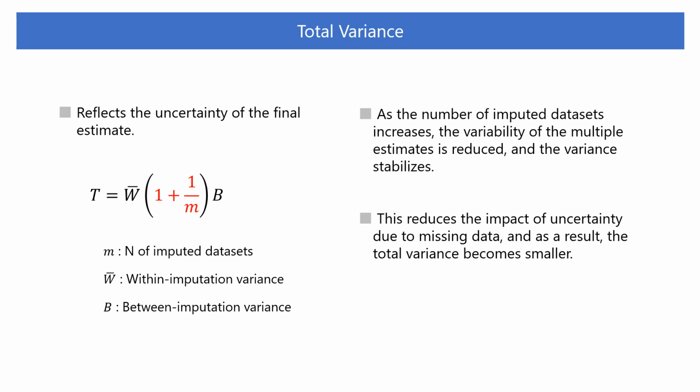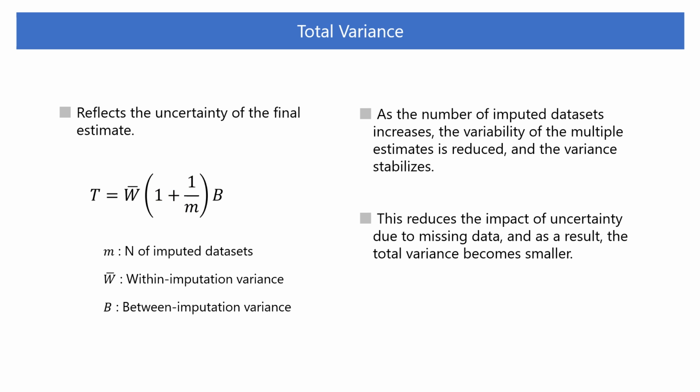The fraction 1 divided by m represents that as the number of imputed datasets increases, the impact of the uncertainty B between the datasets decreases. Thus, this adjustment term approaches 1 as the number of imputed datasets increases. In other words, the more imputed datasets are created, the total variance approaches the sum of the within-imputation variance and the between-imputation variance. When there are fewer imputed datasets, the impact of the between-imputation variance becomes larger, and the total variance increases.